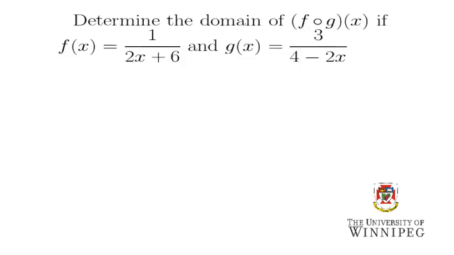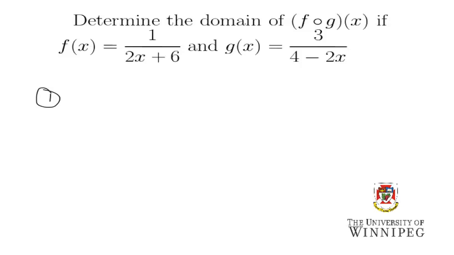In this example, we're going to determine the domain of the composite function f composed with g if f and g are the following two rational functions. According to our procedure, the first thing that we want to do is check our rational function g of x and determine any values of x that make g of x undefined.